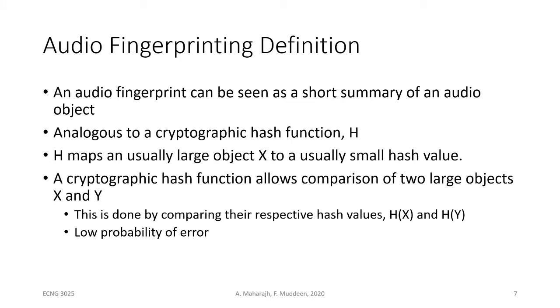So an audio fingerprint can be seen as a short summary of any audio object, and is analogous to a cryptographic hash function known as H, where H maps an unusually large object X to an unusually small hash value. And these functions allow comparisons of two large objects, X and Y, by comparing their respective hash values. Typically, by comparing these respective hash values, there's a low probability of error in the comparison.